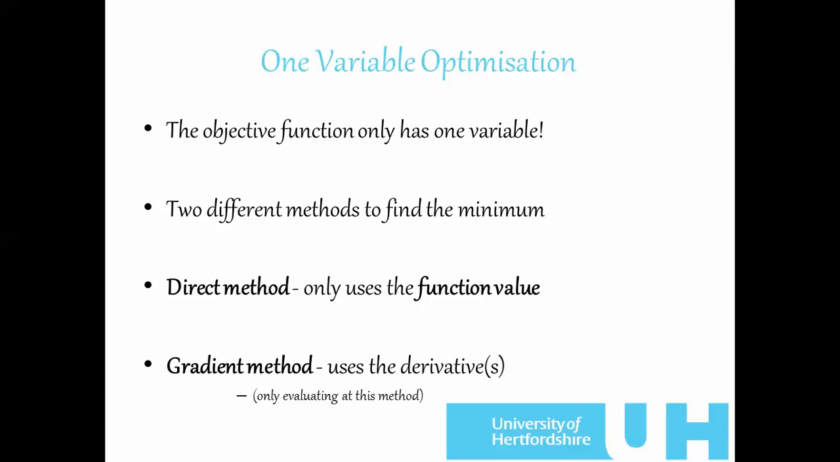There are two different methods that we can use to find the minimum. One of the methods is known as the direct method, and it only uses the function value. So you don't actually work anything else out. You only require the function values. The second method that we can use is the gradient method, and this uses the derivatives, whether it's the first derivative or the second derivative. And in this investigation, we will only be looking at the gradient method itself.